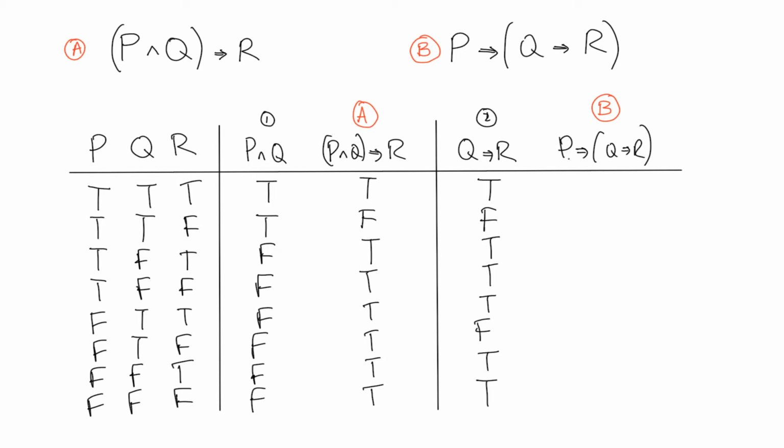Finally, column B, I need to do P implies the result of column 2. So I'm looking at my column for the variable P and my column number 2. In row 1, this is true implies true, which is true. Row 2, true implies false is false. In row 3, true implies true is true. In row 4, true implies true is also true. And then in rows 5 to 8, I have false for P, and we know that false implies true is true, false implies false is true, so it actually doesn't matter what I have in column number 2, these 4 are all going to be true.